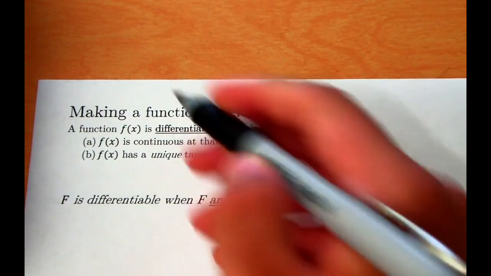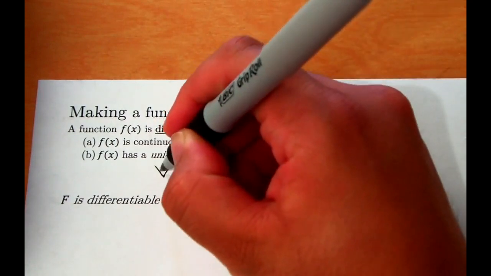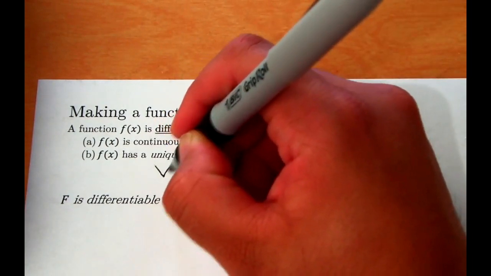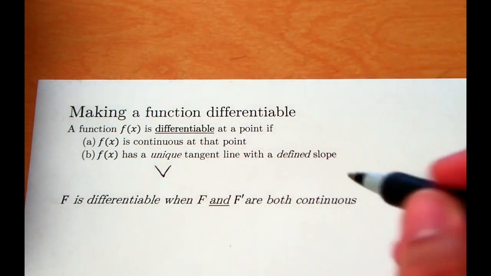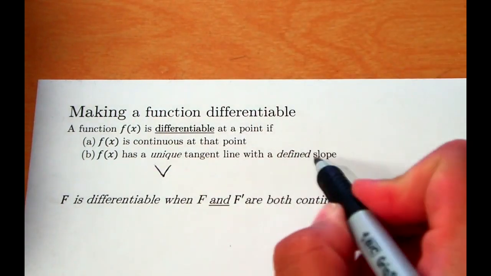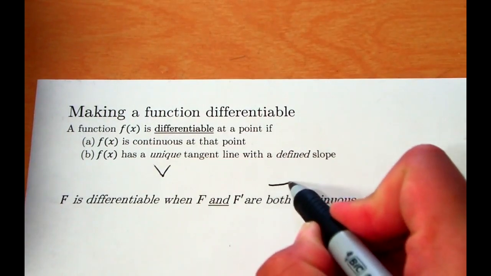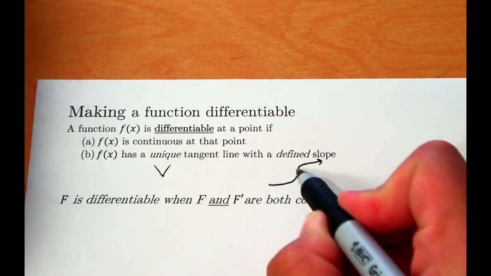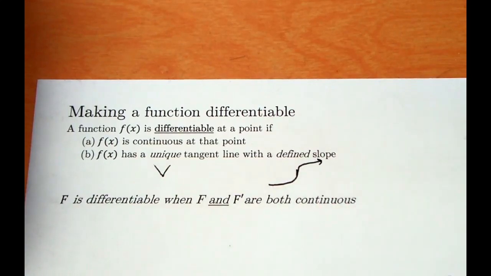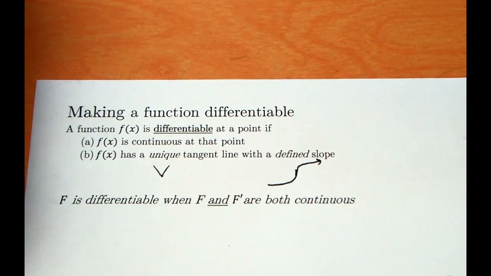You can't have a corner like this where the tangent line could be negative or it could be positive at that point. And it has to have a defined slope. The opposite would be an undefined slope, which would be a vertical tangent. Right here, you'd have an instant where it's exactly vertical. So that would also be non-differentiable right there.